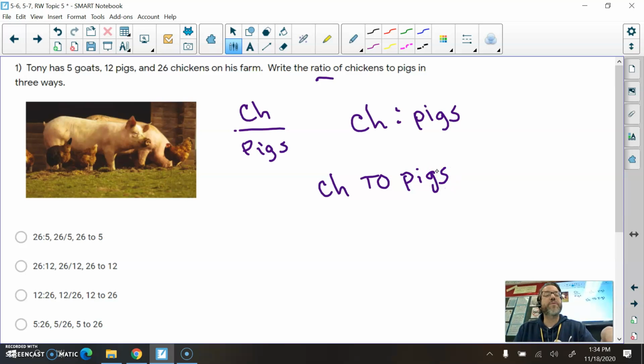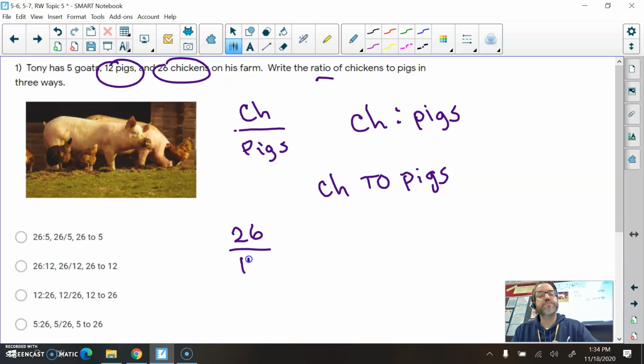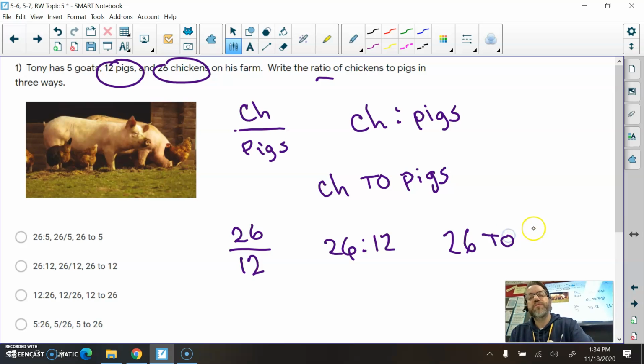So I look up in the top here and there are 26 chickens. And then we have 12 pigs on Tony's farm. So 26 over 12 is one way you could write it, or you could write 26 to 12 with a colon, or you could write 26 to 12 using T-O for to. Okay, and that actually is one of our choices. It's this one right here.